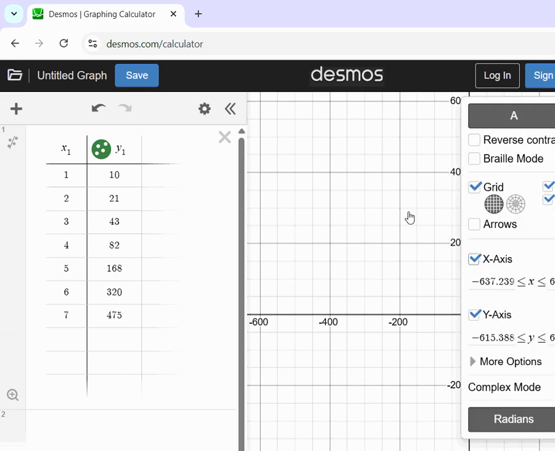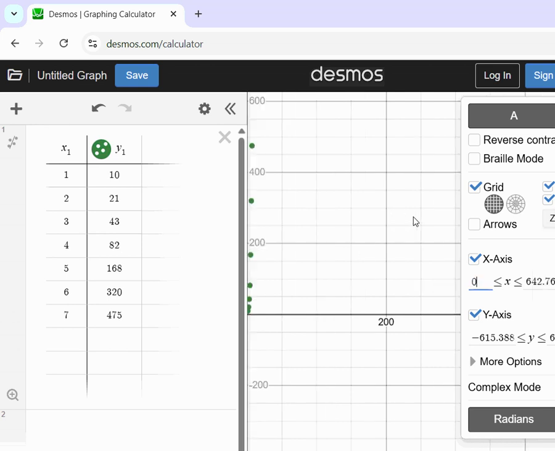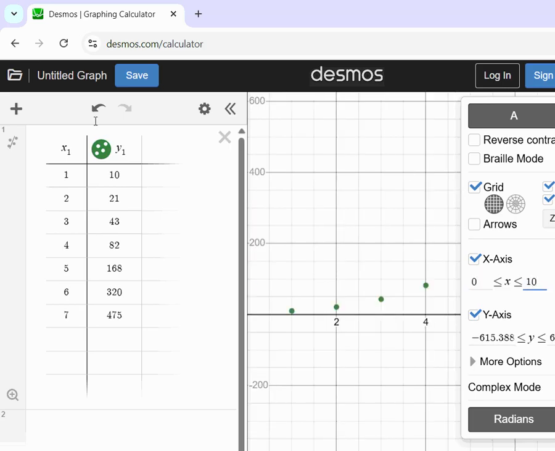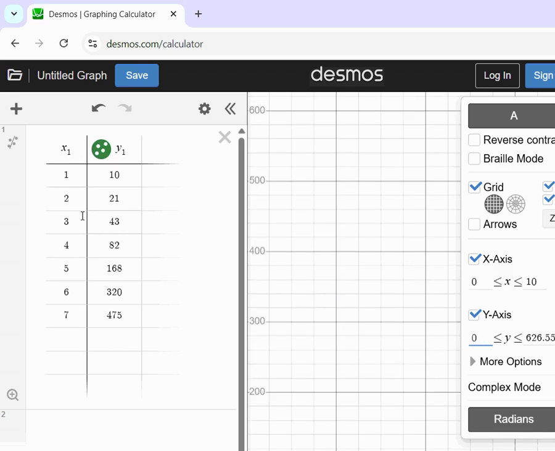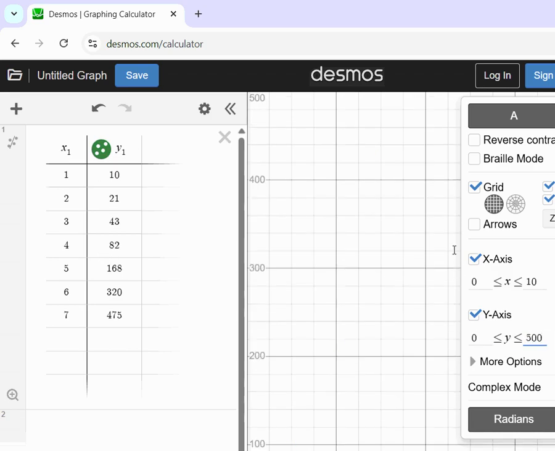Our wrench is our graph settings. The x-axis is my first thing. I want to see 1 through 7. I'm going to make it a little bit bigger than that. I'm going to go from 0 to 10. My Y scale, I'm going to start at 0 also. And I'm going to put this up to 500. Okay, and if I want to put the wrench away, just click on the wrench again.